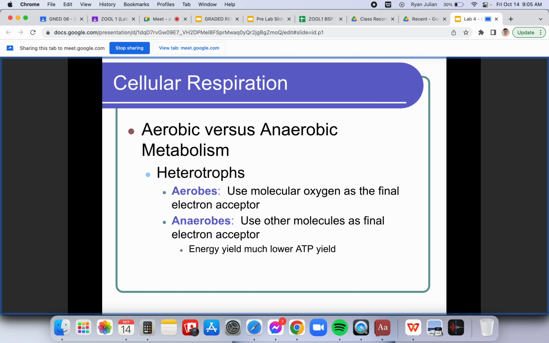Let's discuss the difference between aerobic versus anaerobic metabolism. In the case of heterotrophs, they can be categorized into two organisms. We have aerobes and anaerobes. The former use molecular oxygen as the final electron acceptor, and the latter use other molecules as the final electron acceptor, and that is why the energy yield is much lower than the ATP yield.